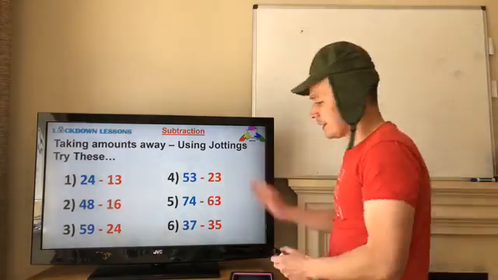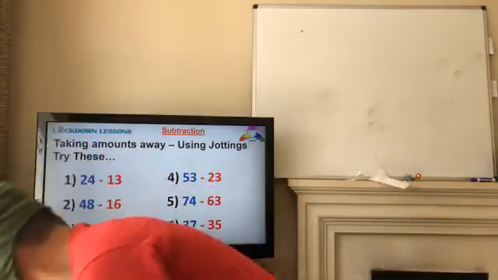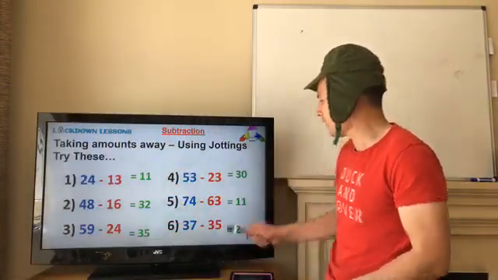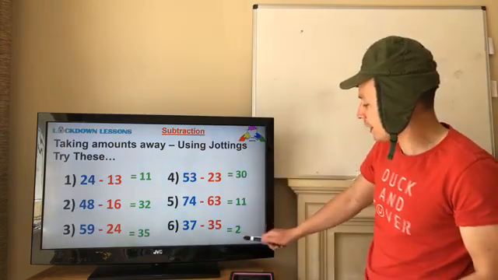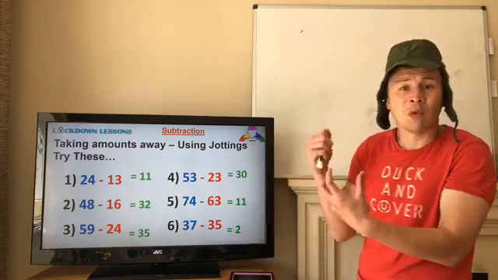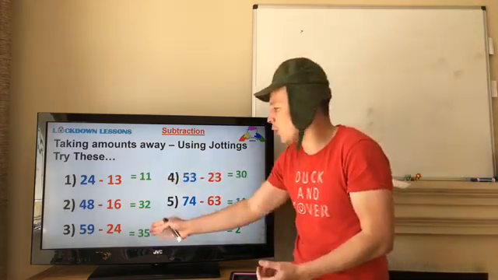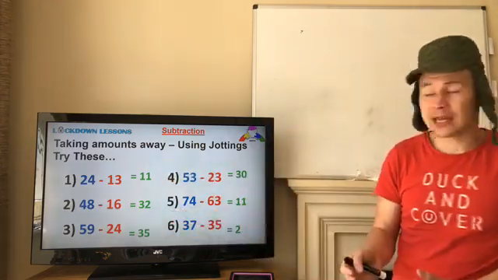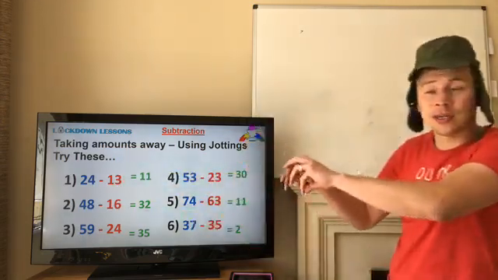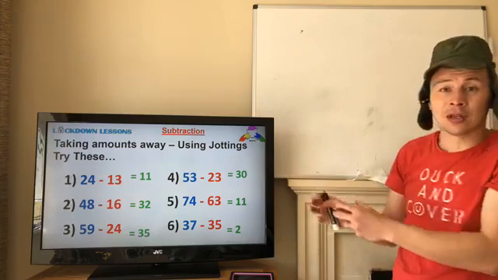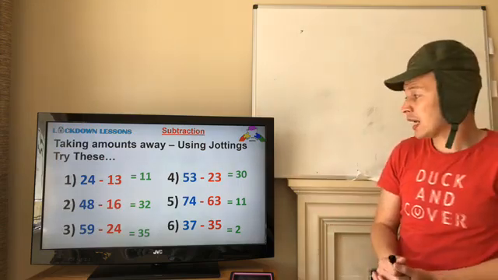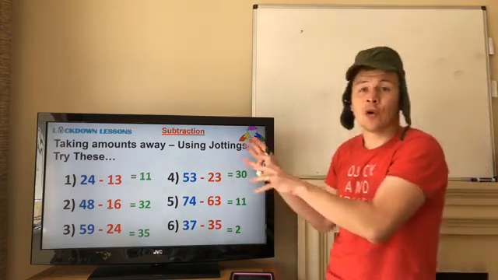Okay, right, let's give you some answers for this. Your answers are 11, 32, 35, 30, 11 and 2. Don't worry if you didn't finish them all, but what I'm interested in is, are you getting the ones you did right without making any mistakes? So you're either splitting them up into your different tens and units, using jottings, or just writing the numbers down.